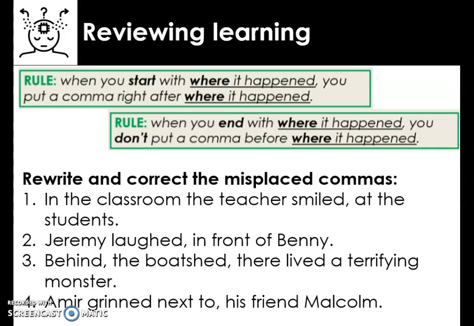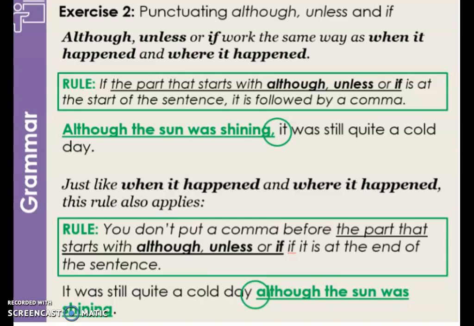Alright, answers at the end. Final one, guys. So, although, unless, or if work the same way as when it happened and where it happened. So if the part that starts with although, unless, or if is at the start of the sentence, it is followed by a comma. So if you begin your sentence with although, unless, or if, you follow that with a comma. An example being, although the sun was shining, comma, it was still quite a cold day. Just like when it happened and where it happened.